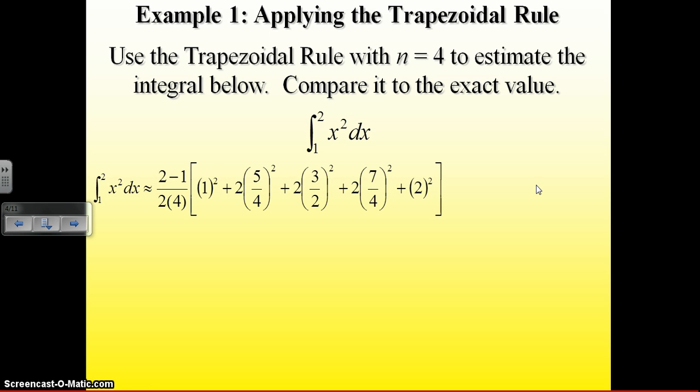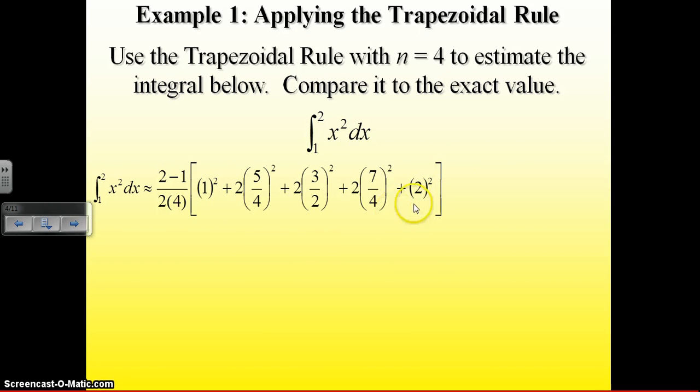Now, let's look where all these numbers come from here in our rule. First of all, you see the a and the b value are 1 and 2. So b minus a over 2n. N is the number of trapezoids we're going to use. We're going to use 4. The 1 and the 2 are right here and right here. That's always the case. This is always your a value plugged into the function. Now notice the function is x squared, so a squared. This is always the b value plugged in to the function, b squared.